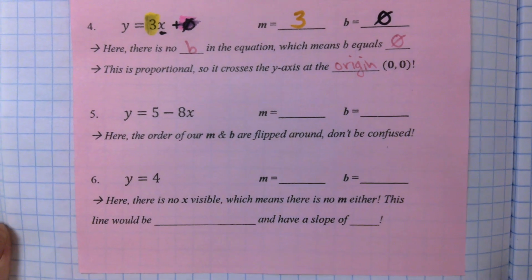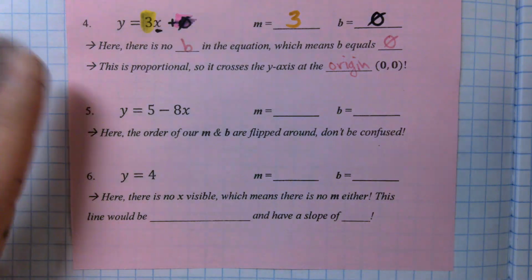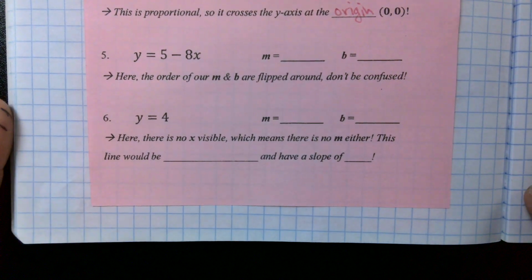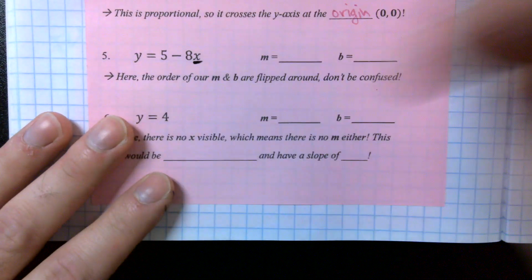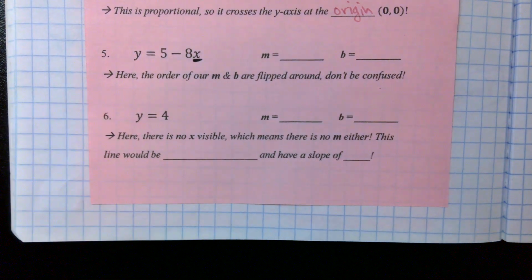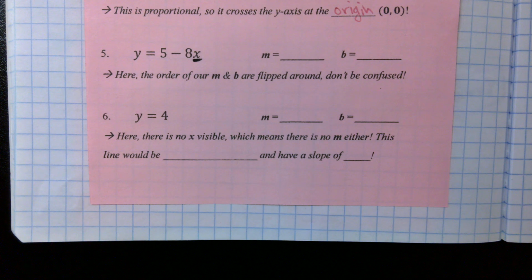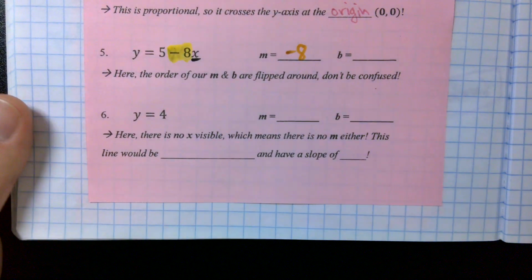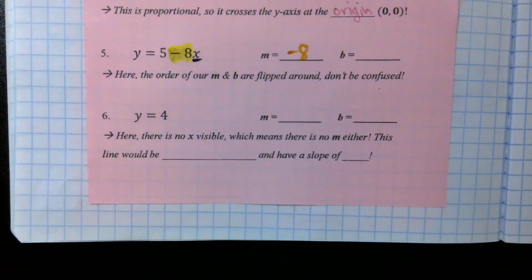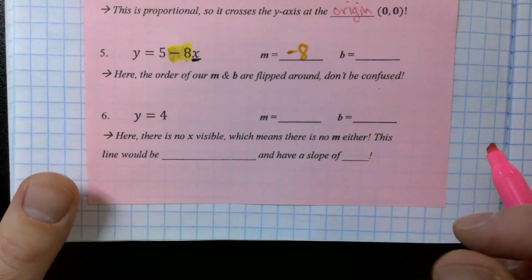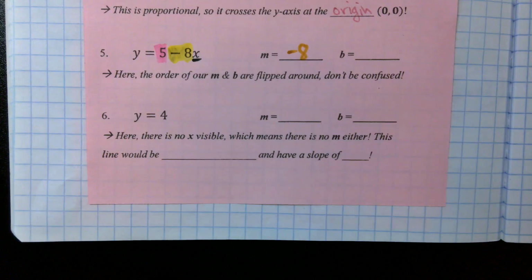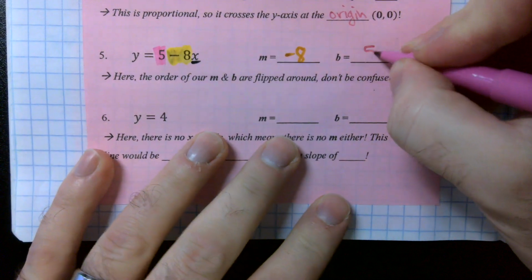Okay. Now, these are the two where it's going to get a little bit trickier. Let's look at number 5. Do you guys see an x? Yeah, let's underline it. What number is glued right to the front of that x? Negative 8. That's my m. Do you guys see another number besides that negative 8 anywhere? 5. Yeah, I see a positive 5. So what variable does that 5 represent? B. That's my b. Thank you, Z.